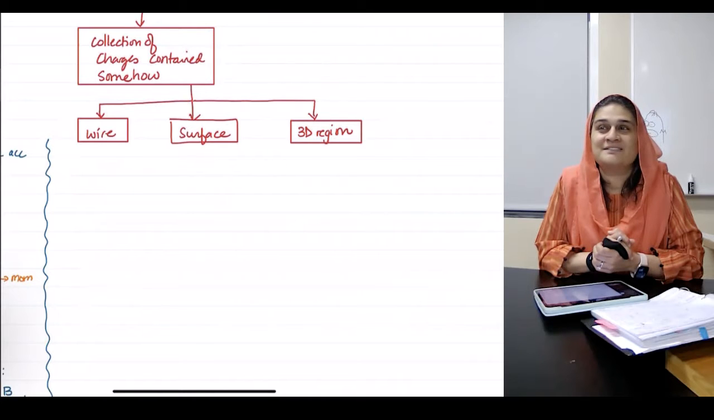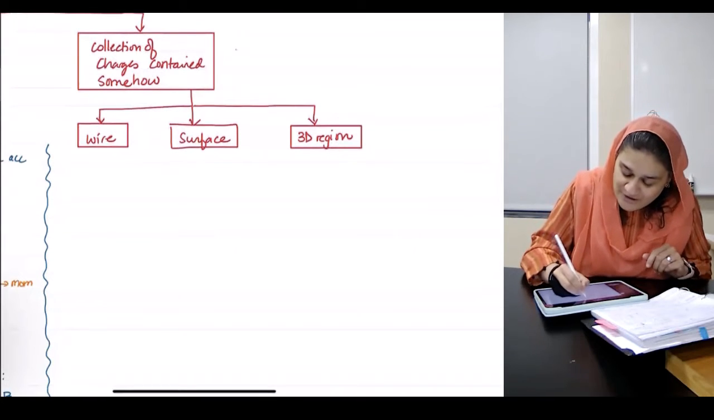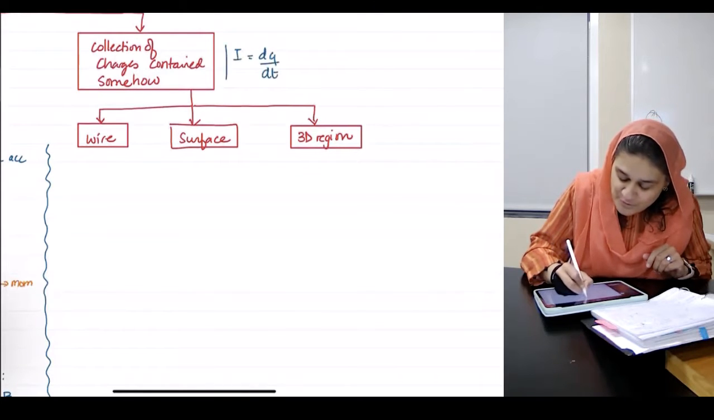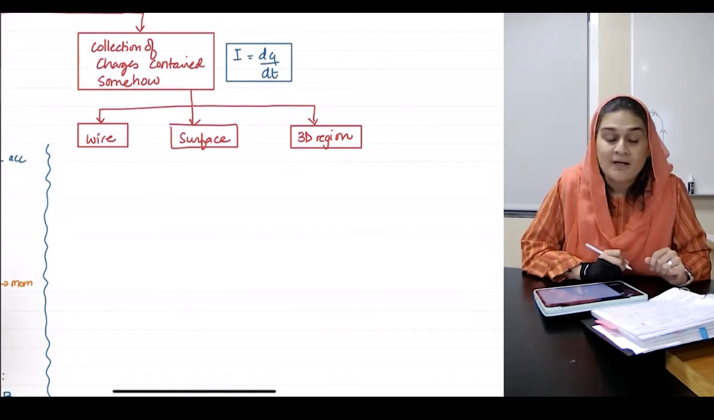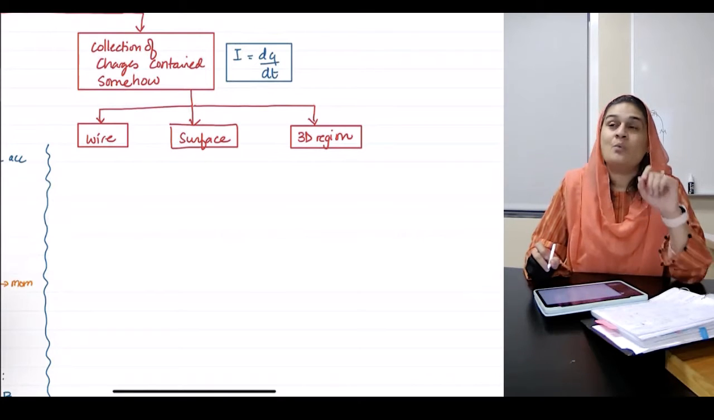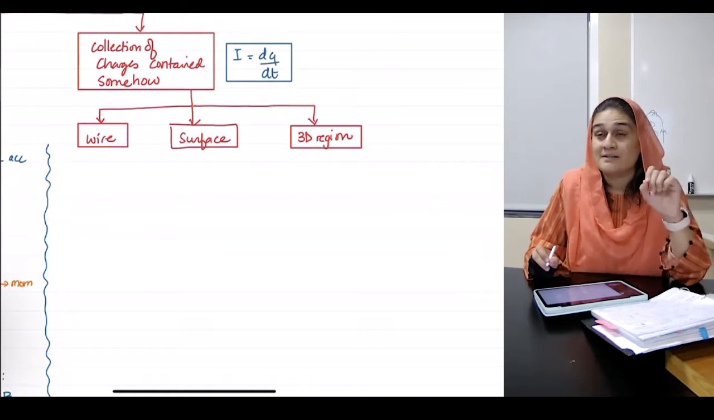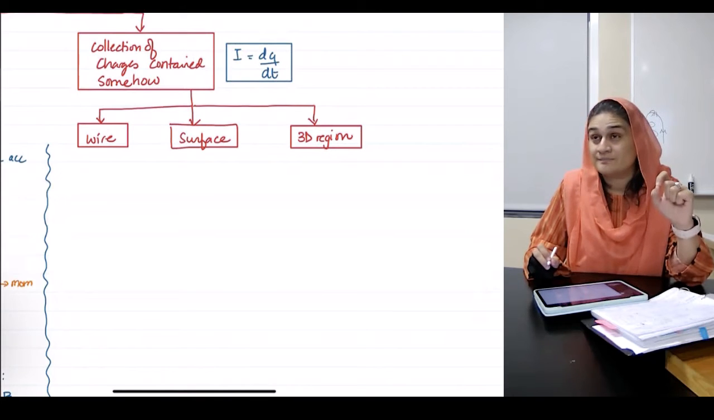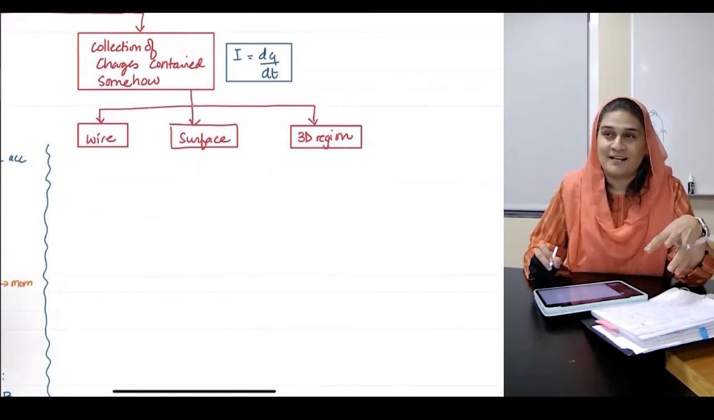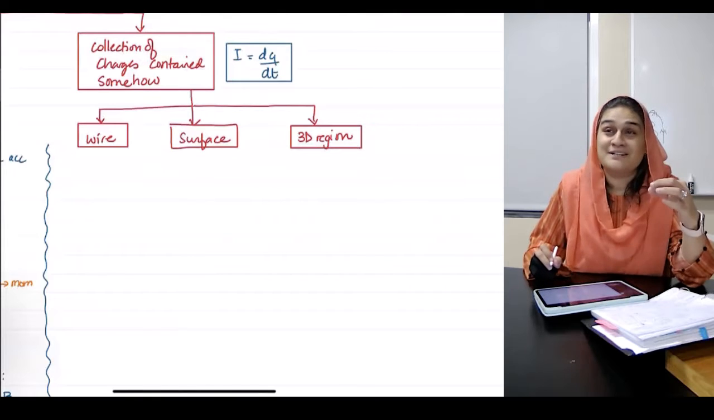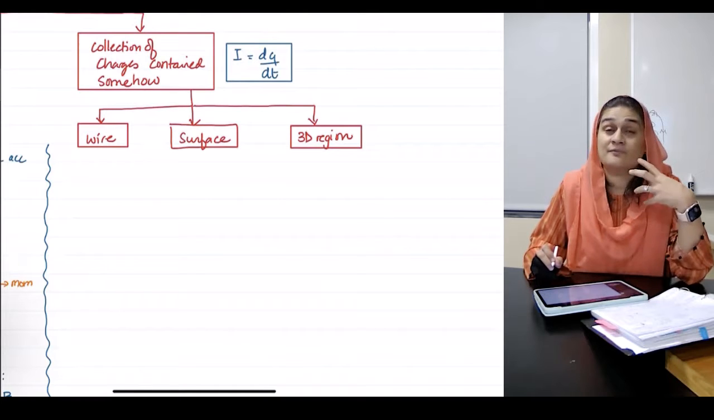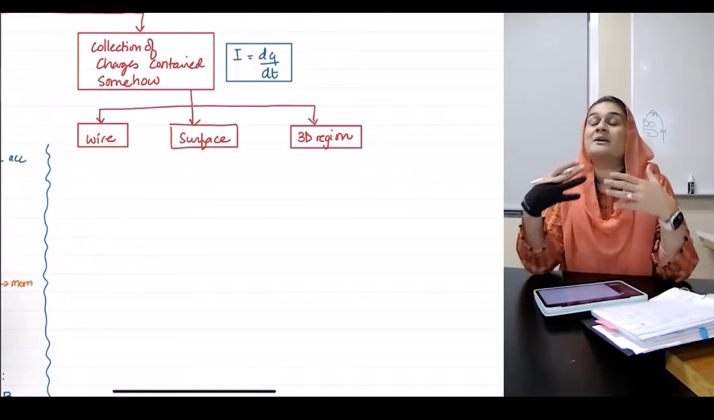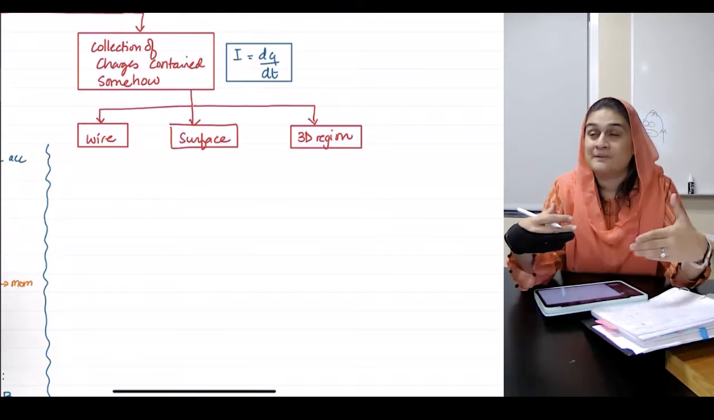Current. So a collection of charges that move through something is called current. In intro 1, we only talked about the current that's flowing through a wire. Now that we are in a big people class, we are going to additionally talk about what happens to that current when it flows over a surface and when it flows over a 3D region.